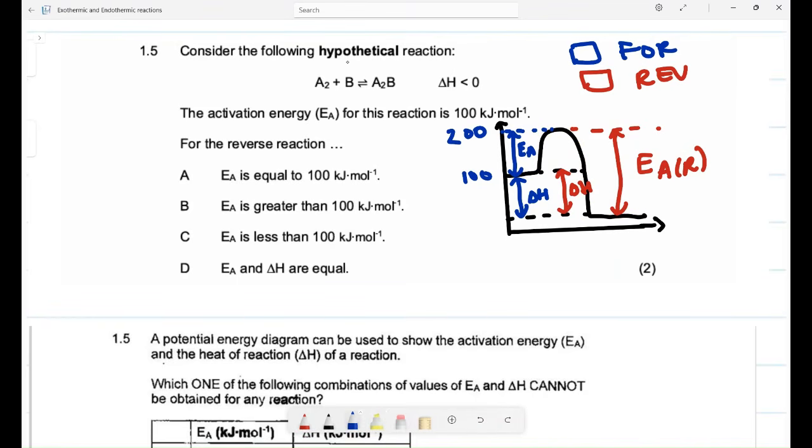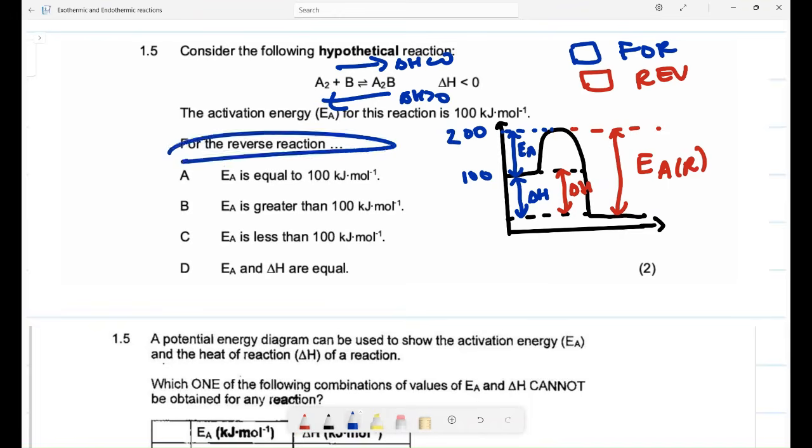Remember, I told you that for the forward, change in H is less than 0. This information is for the forward. Therefore, for the reverse, our change in H will be greater than 0. So now let's answer. For the reverse reaction, is EA equal to 100? No, the EA will be greater. Let's put the value here as 0. Then EA is 200 minus 0, so it will be something like 200. So it is not equal.